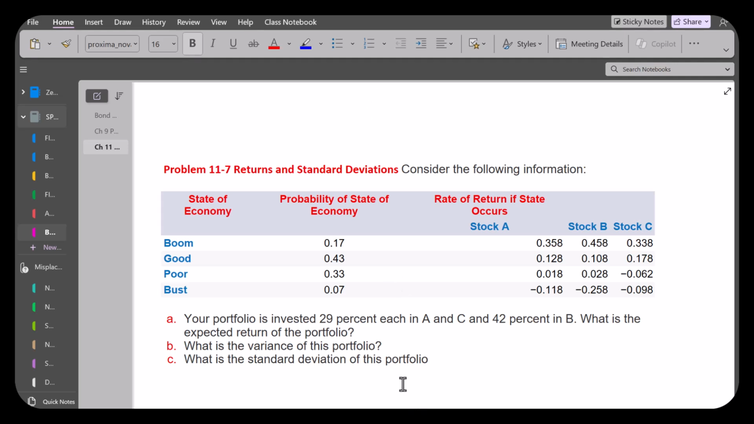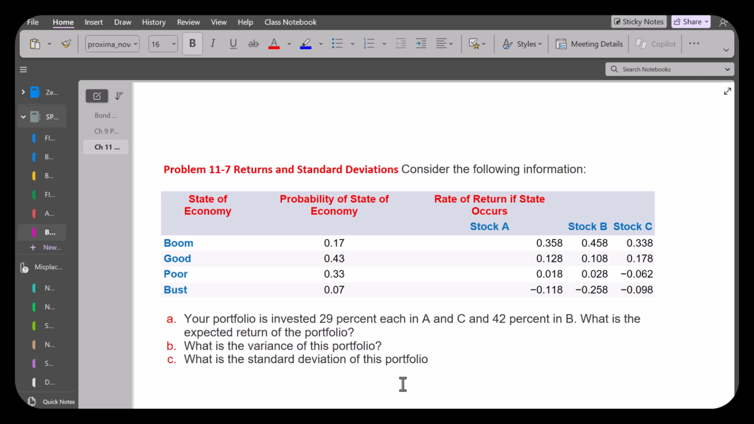In this problem, we have four states of the world: boom, good, poor, and bust. We have the probabilities of each of these states and the returns that we would get for three stocks, A, B, and C, in each of these states. Part A asks, your portfolio is invested 29% each in A and C and 42% in B. What is the expected return on the portfolio?